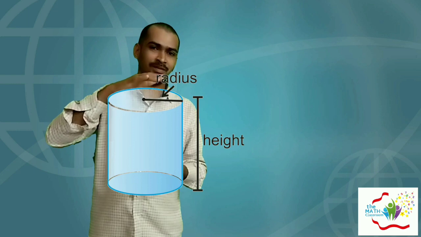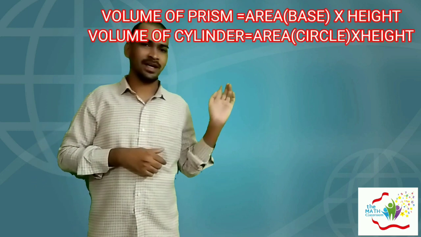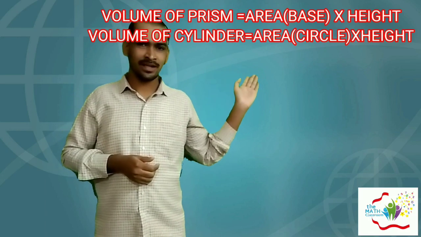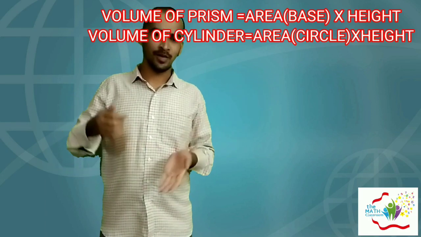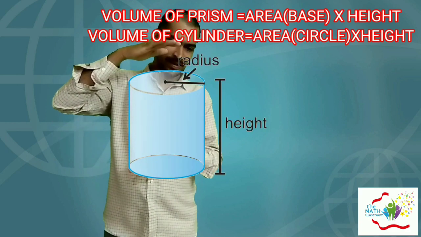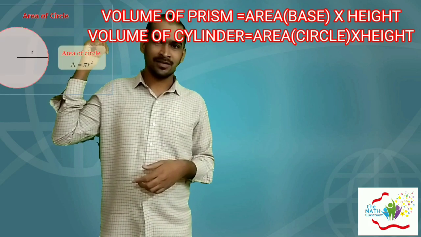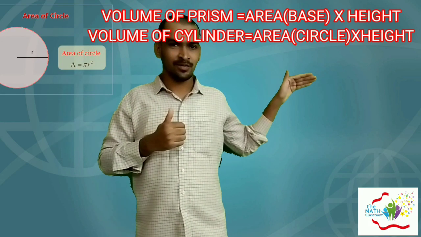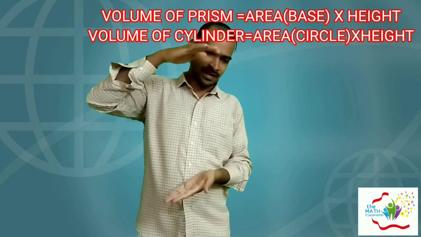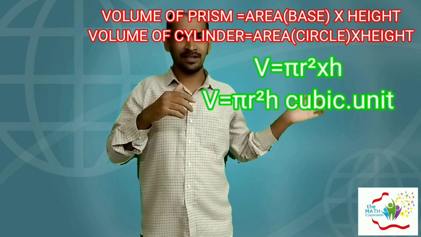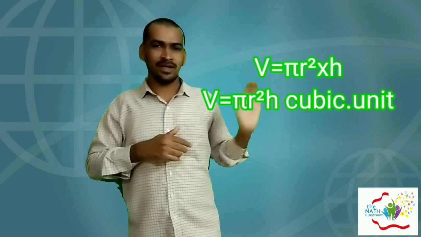Now we are going to derive the formula for volume of the cylinder by using the prism formula. You know very well the volume of any prism, either it is a circular prism or square prism, volume of the prism equals area of the base into height. Now coming to our cylinder, what is the area of the base? It is a circle. Area of the circle you already know, pi r square. So V equals pi r square into the height of the cylinder, that is h. So volume of the cylinder equals pi r square h.